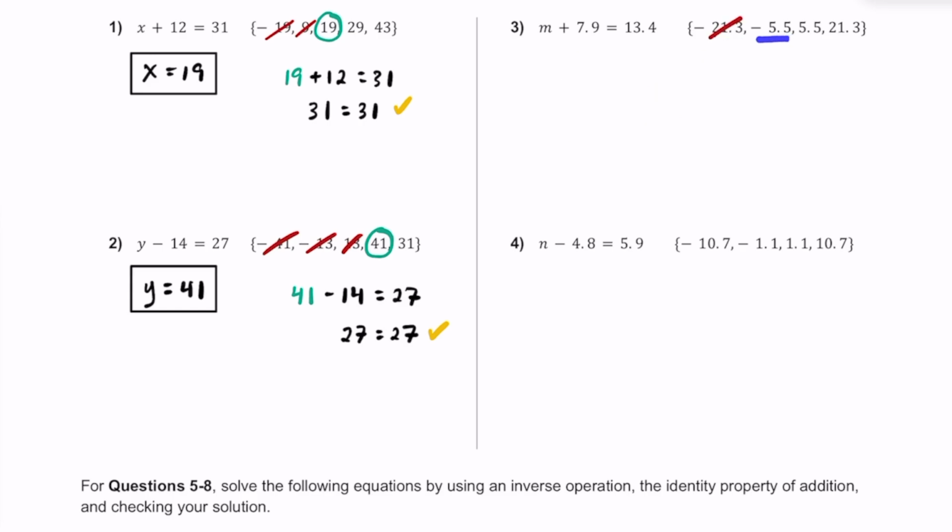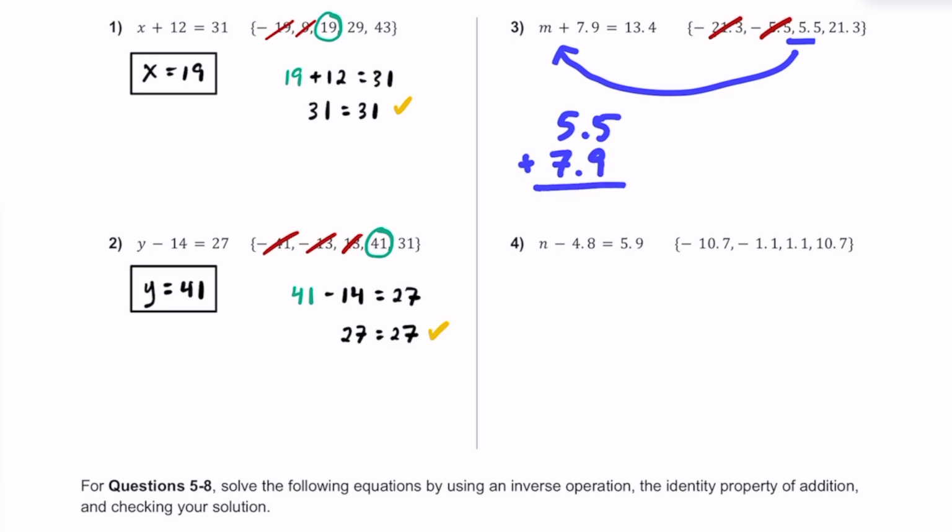If you take negative 5.5 and plug that in here, negative 5.5 plus 7.9, we're in the negatives and we add positives, so we subtract these absolute values and you would get something like 2.4, so it's definitely not 13.4. This does not work either. What if we try positive 5.5? This one actually could work. 5.5 plus 7.9 would be 14, carry the 1. I think that would be 13.4. So this would be our answer choice. It would be 5.5 here.